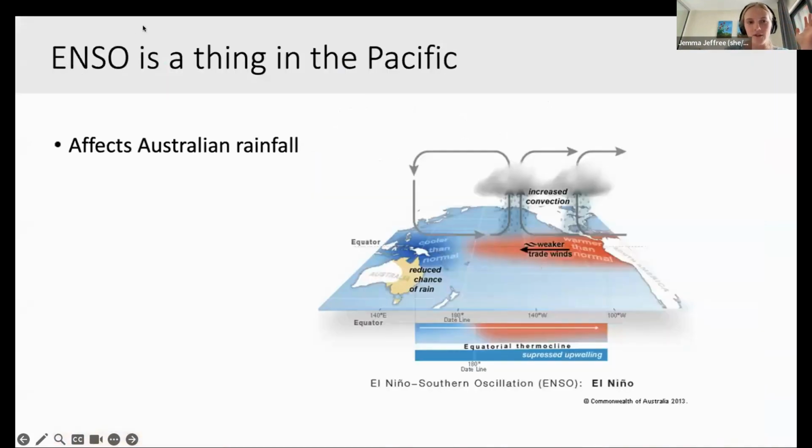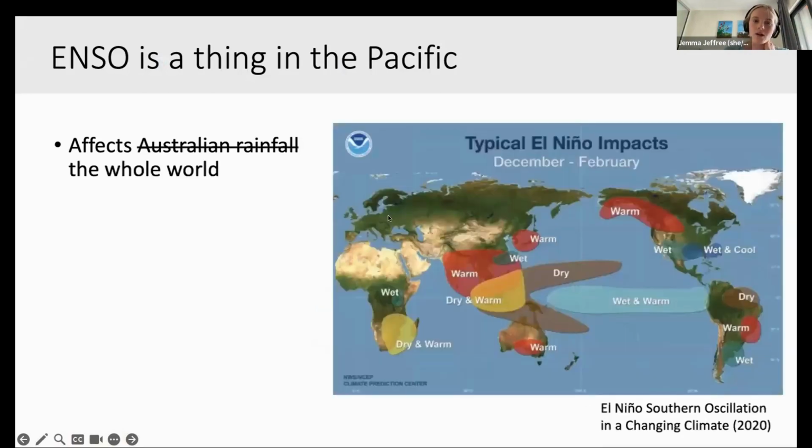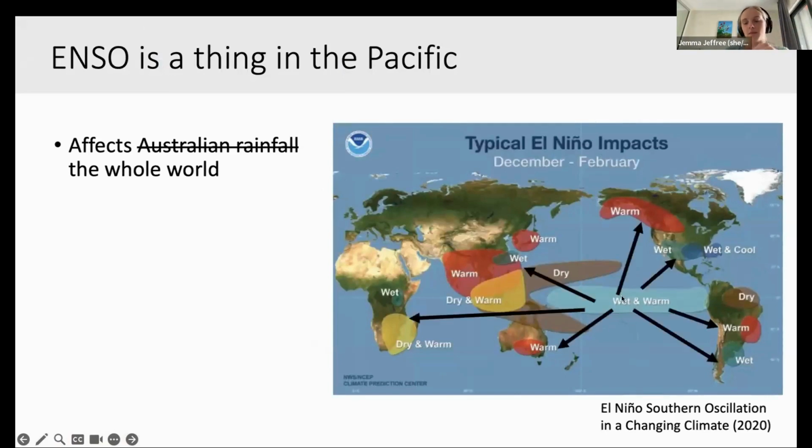So hopefully we're all aware that ENSO is a thing in the Pacific Ocean. And we've got all these diagrams that say if you've got the Pacific Ocean sea surface temperatures doing this, that's going to have such and such an effect on the rest of the world. So during an El Nino, Australia should have less rain. Or during an El Nino, Australia is kind of warmer, this bit's drier, and you have these patterns across the world. And those kind of are the impacts from the tropical Pacific on the rest of the world.